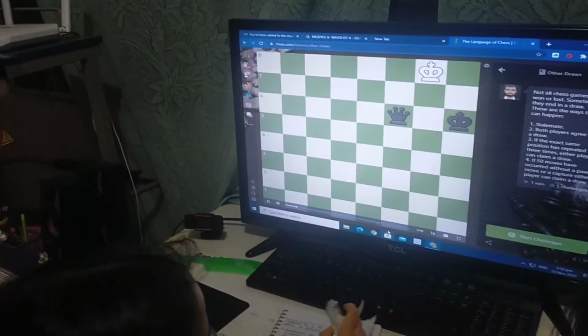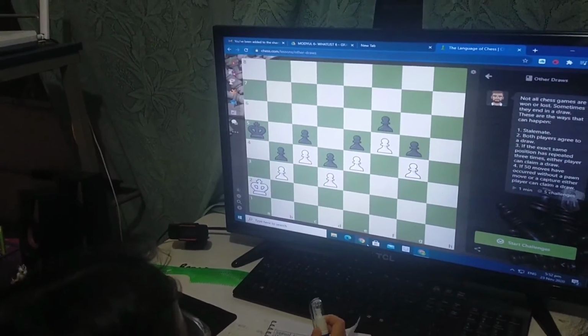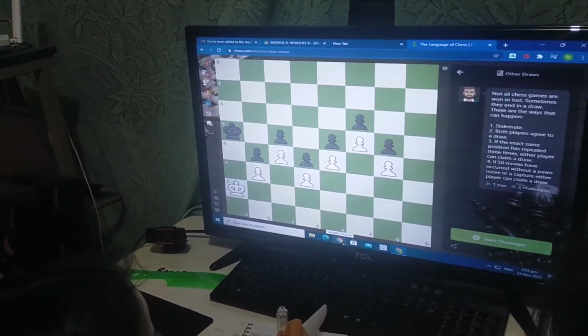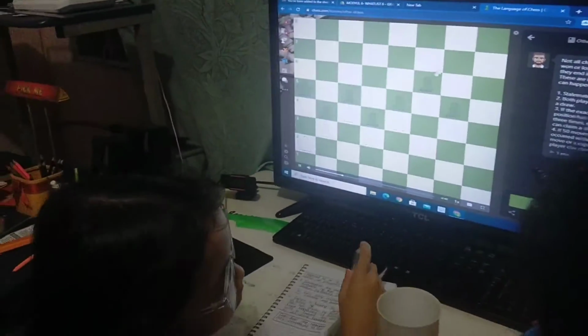Another way is to simply agree to a draw. This might happen if neither player can see a way to victory. One person offers the draw, and the other can accept or decline.